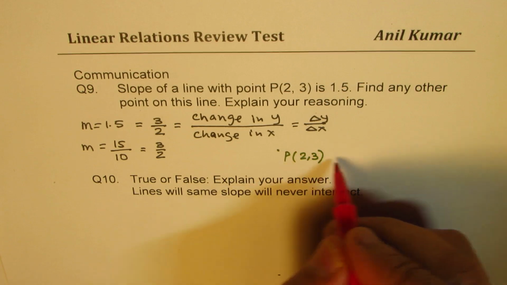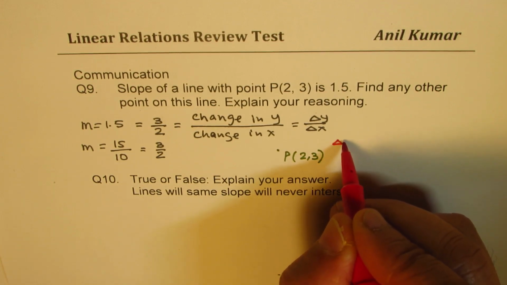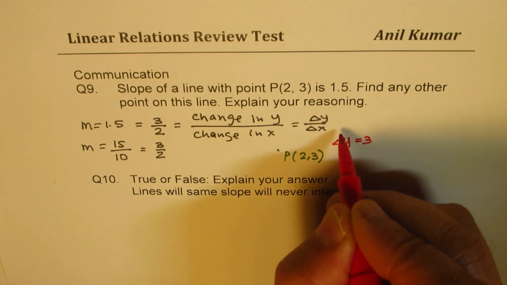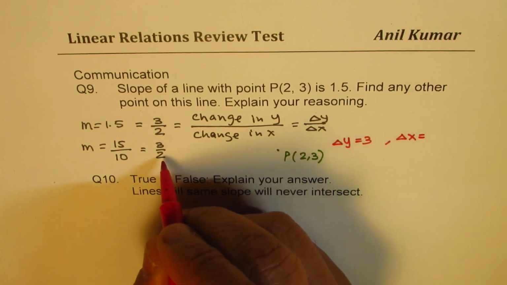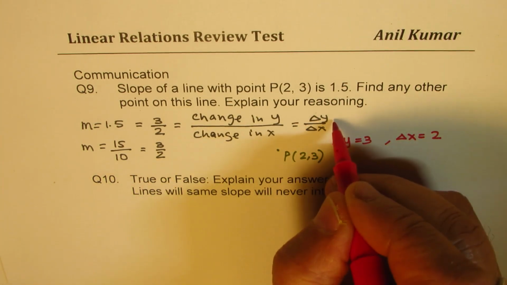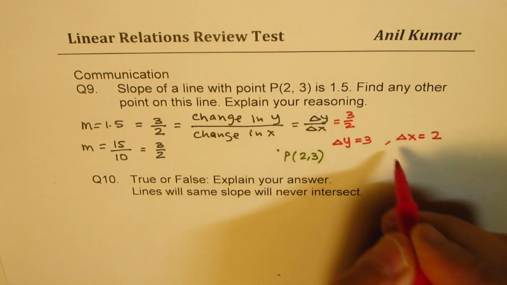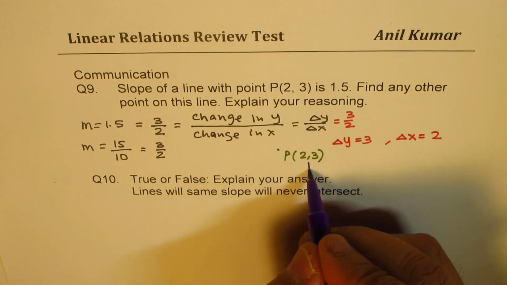So that means here what is the change? Change in y is 3. We know change in y is 3 and we know change in x is 2, since delta y over delta x is 3 over 2. That means what? It really means that to get the next point, what should we do?